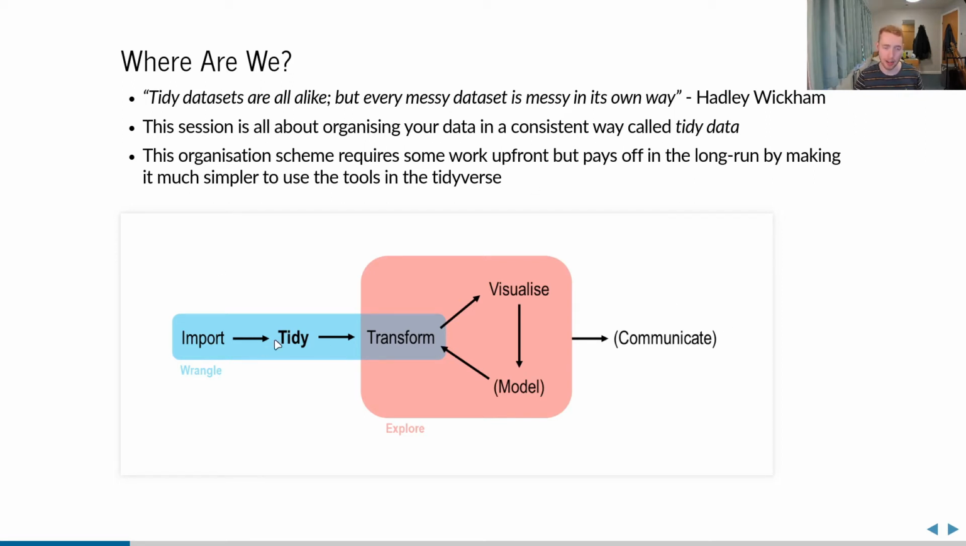On this map of data science, we're currently here. We import our data, and the first thing we want to do is make sure our data is in a tidy format. Everything else in the Tidyverse, the transformations with dplyr, visualizing with ggplot, and any modeling or communication, which we don't get to in this course, is so much easier if our data is in tidy format. It may feel like a bit of unnecessary work up front, but this pays off in the long run, where the whole exploration part of our data process becomes a lot simpler.